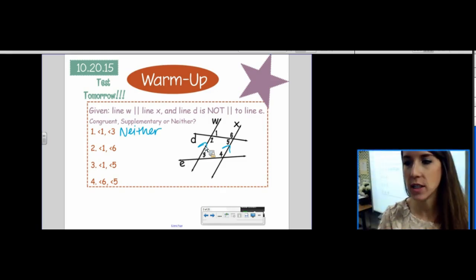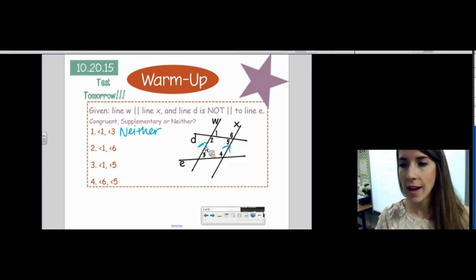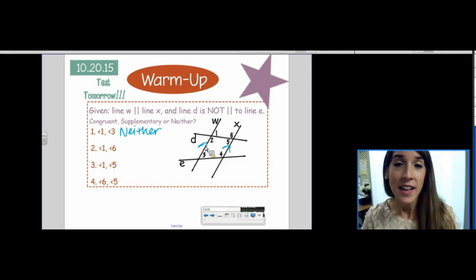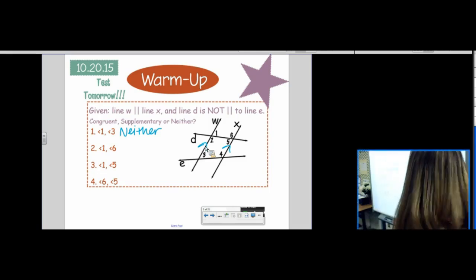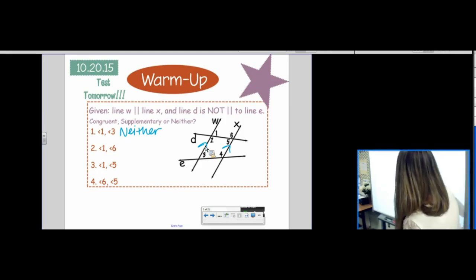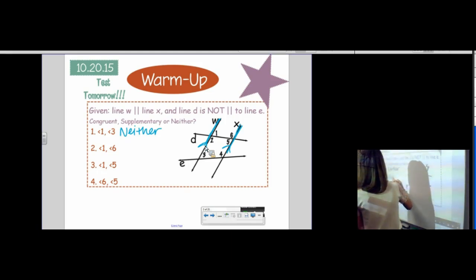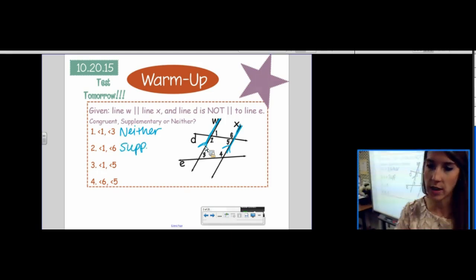Next one, 1 and 6. They're not congruent. 1 and 6, those are same side interior angles. Same side interior angles are supplementary if the lines are parallel. Are the lines creating 1 and 6 parallel? They absolutely are. So 1 is supplementary to 6.